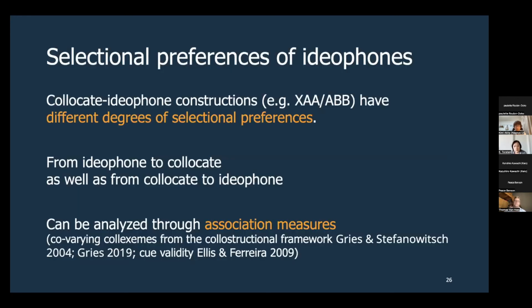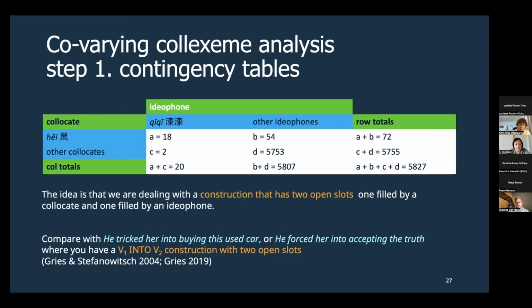Let's talk about selectional preferences of ideophones. To think back to our example in the beginning, different collocate-ideophone constructions have different degrees of selectional preferences. We can do that from ideophone to collocate and from collocate to ideophone. And I would analyze that through association measures, like covarying collocexemes from the constructional framework is what I used here, namely things like Q validity. How that works is you count how many times hei and chi-chi co-occur, how many times hei co-occurs with other ideophones, how many times chi-chi co-occurs with other collocates, and then the rest. You count these things and then you run some formula. Once again, we can talk about it later if you want.